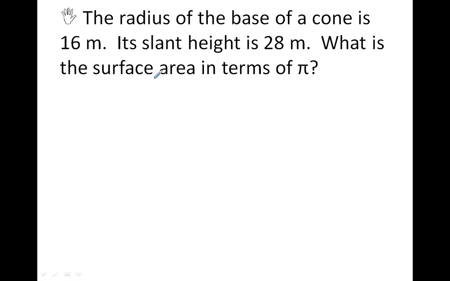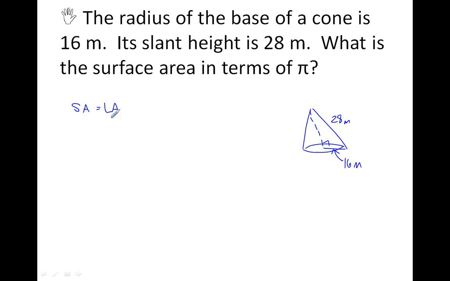Here we have the radius of the base of a cone is 16 meters. Now again, as you know, I'm a fan of pictures. All right, so here's my base, here's my radius. All right, again, doesn't have to be perfect so long as we get an idea. So we have a radius of 16 meters. Slant height is 28 meters. All right, here's my actual height. Not exactly perpendicular, but we get the idea.